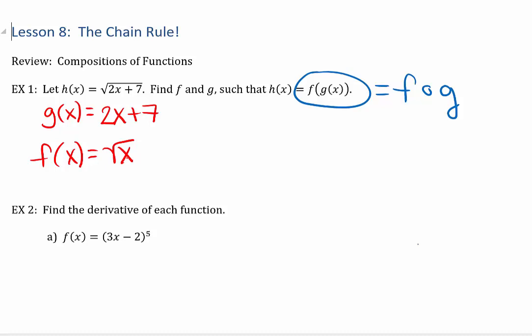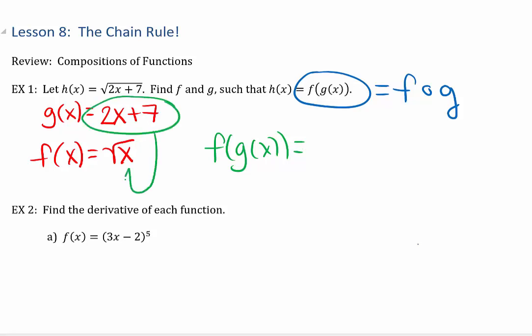Now, to check my work, I could find f composed with g. In other words, I could take function g and plug that in for x on function f, and that does give me what I started with. If I replace the x with a 2x plus 7, I get the function that we started with.